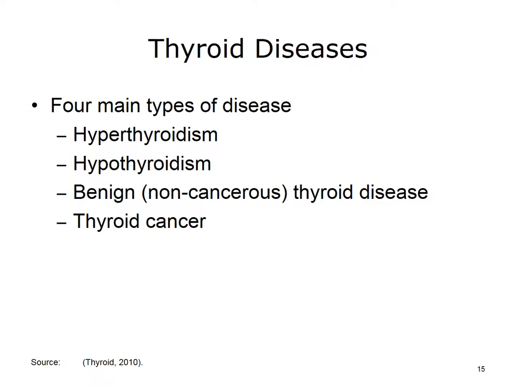If your thyroid is too active, it is called hyperthyroidism. Your thyroid makes more thyroid hormones than your body needs. Symptoms include weight loss, increased heart rate, and sensitivity to heat. A thyroid gland that is not active enough results in a condition called hypothyroidism. Symptoms include weight gain, fatigue, and difficulty with cold temperatures.